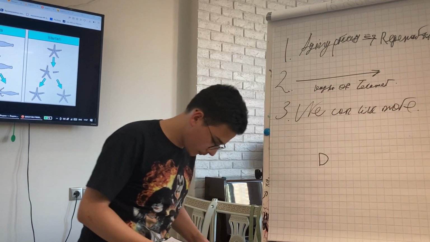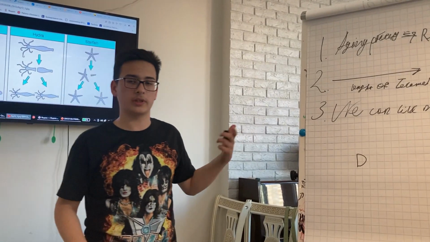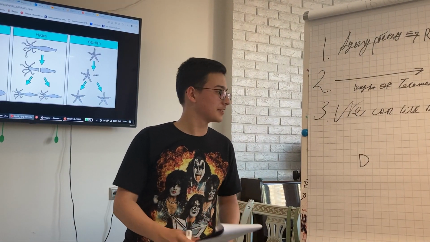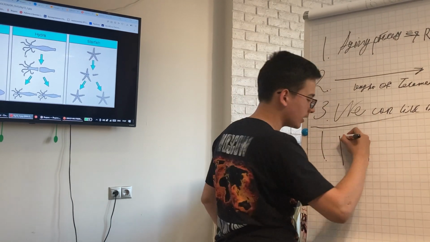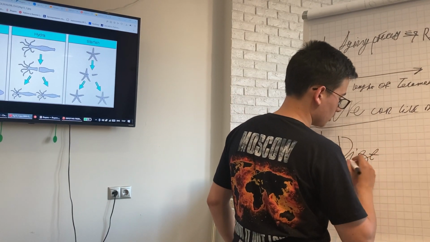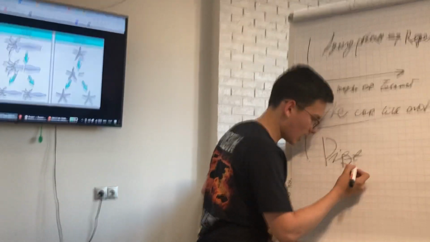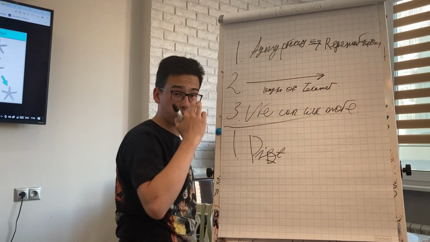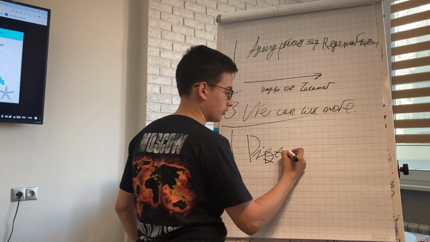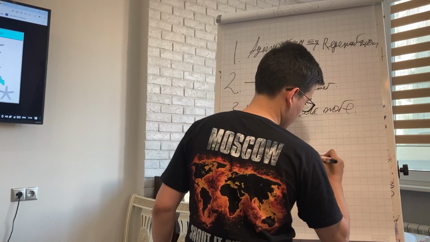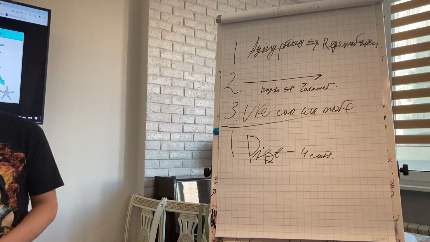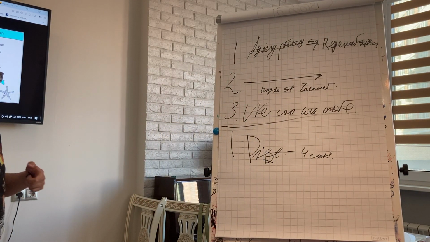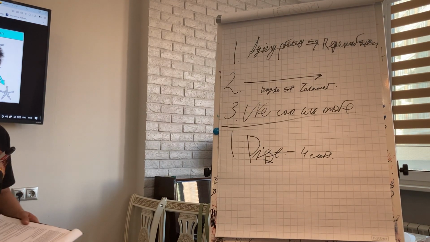Okay, so how can we live more? First is a diet. A simple diet gives us 4 years to live. What, 4 years? Yes, just a stable and controlled diet gives us 4 or more than 5 years of our life. That's really cool.